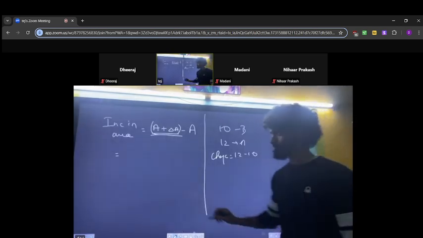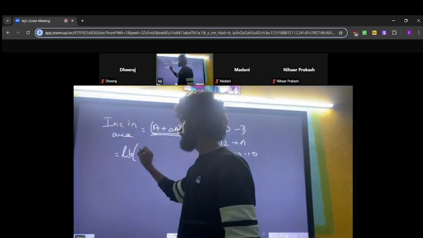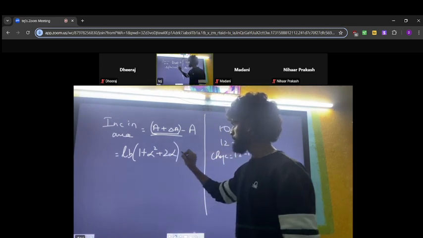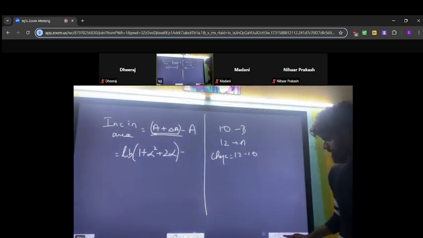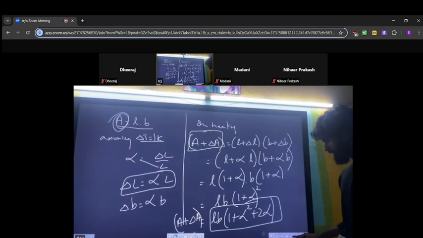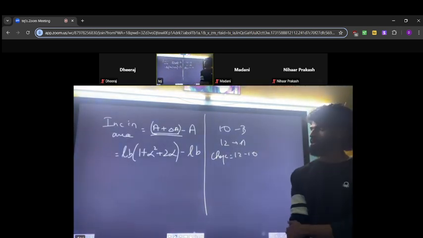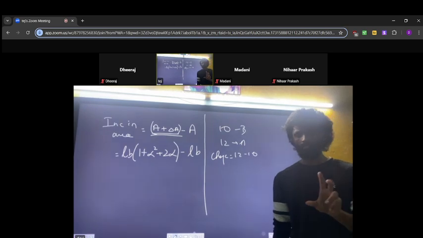Copy paste that. LB into A square plus B square plus 2AB. Minus. In the previous case, I know the value for A. What is it? L into B. Copy that. That's it. Okay. Now, little careful, focus here.